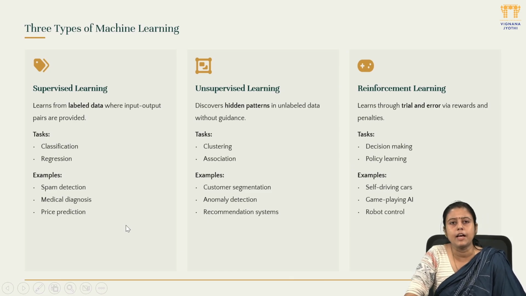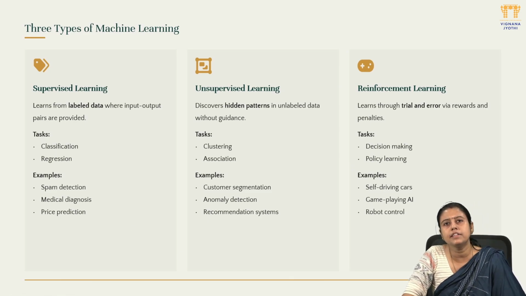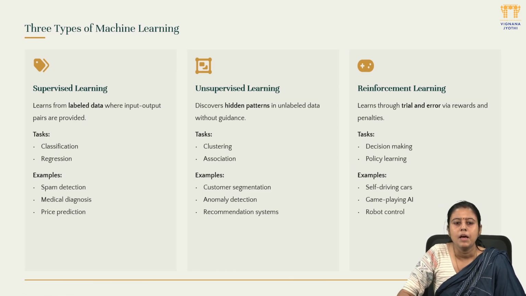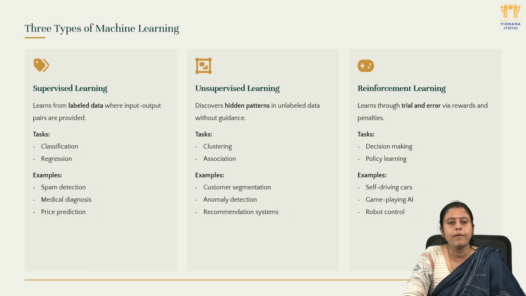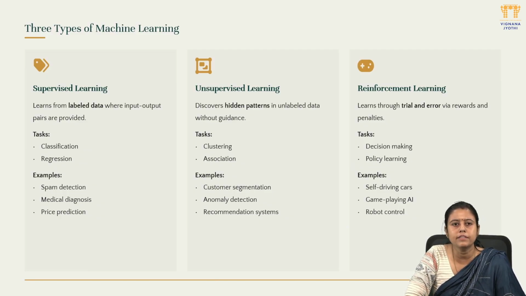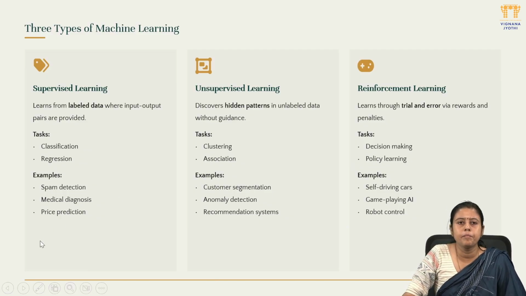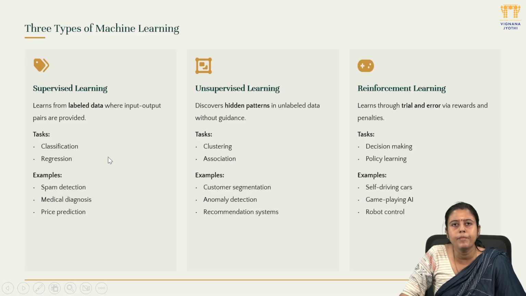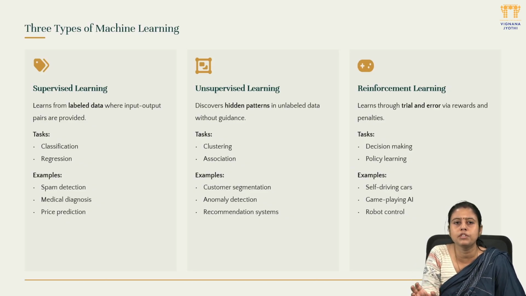So there are 3 types of machine learning. What are the 3 types of machine learning? Basically, the first one is called supervised learning. What is supervised learning? Supervised learning means it learns from labeled data. Supervised means it is with known data, where input-output pairs are provided. For each input there is some output. So what is the main work? The main work of supervised learning is of two types: one is called classification, another one is called regression.